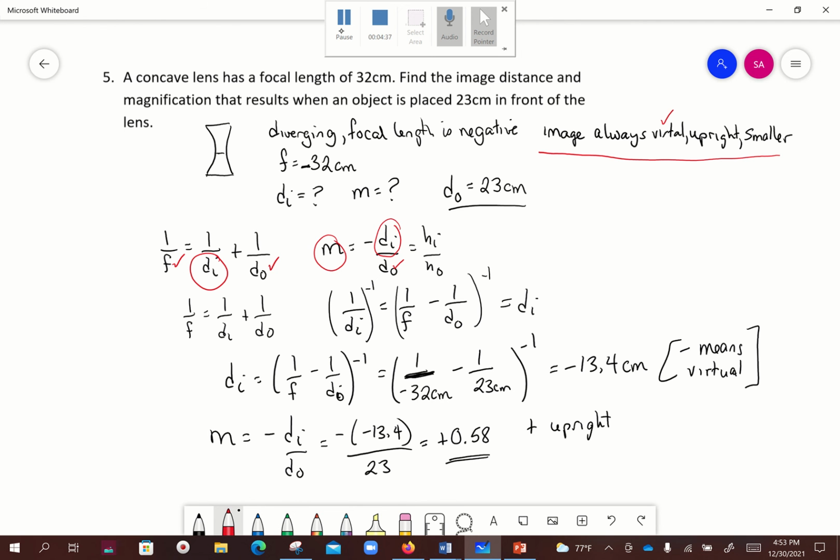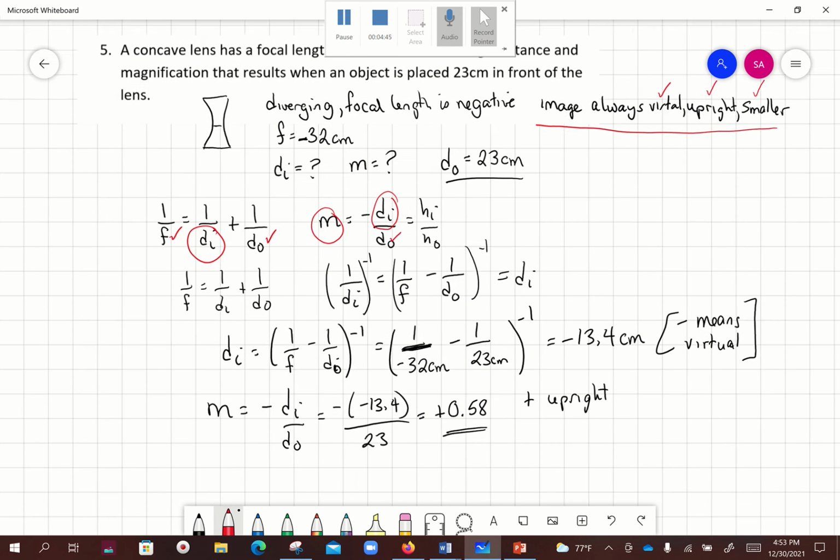DI is negative, which means virtual. The magnification is positive, which means it's upright. And the magnification is less than 1, which means it's smaller.